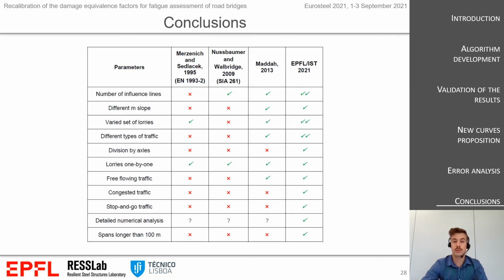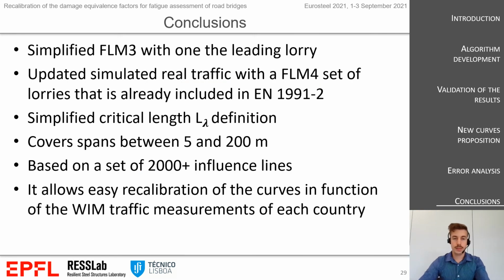So as a conclusion, here we have a summary of the main parameters that we introduced compared to the previous version. The most important are the use of congested traffic, the use of multiple vehicles on the same influence line, and the division by axles of the vehicles. And the main points that we introduce in this new version of the curves is the simplified fatigue load model 3 that makes the work easier for the engineers.